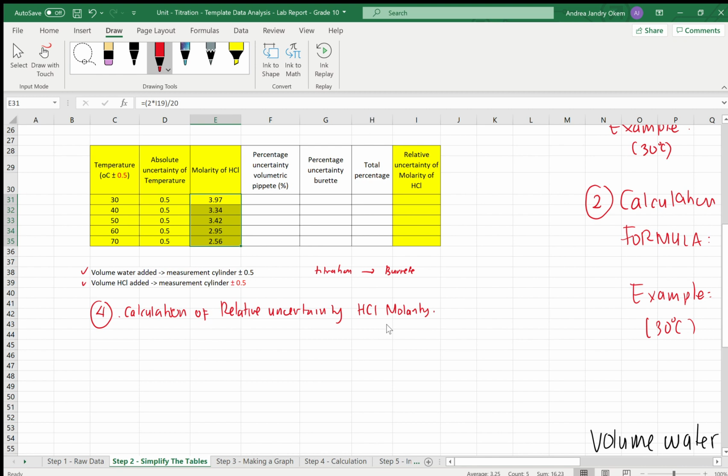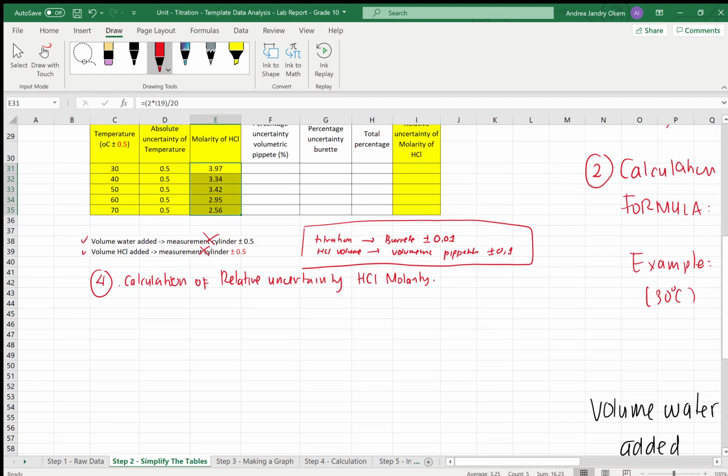which is plus minus 0.01, and then for the hydrochloric acid volume you use a volumetric pipette. Volumetric pipette plus minus 0.1, and then this one you just delete, ignore. We just focus on these two tools.